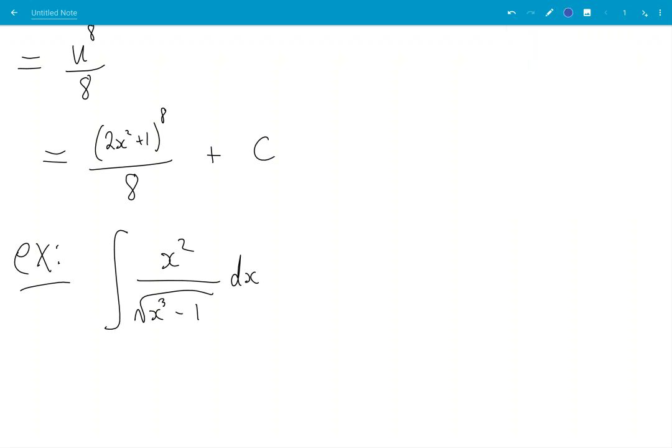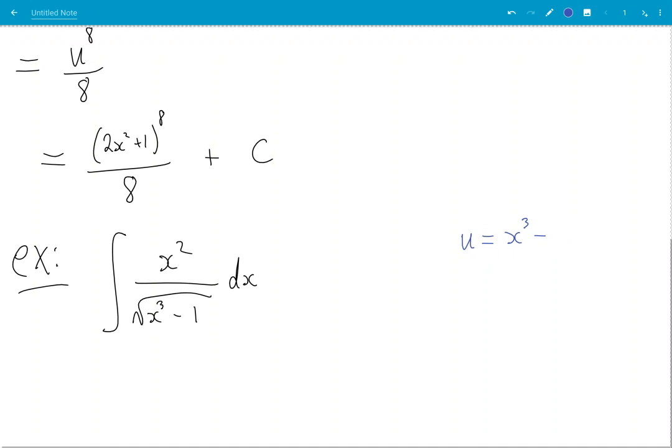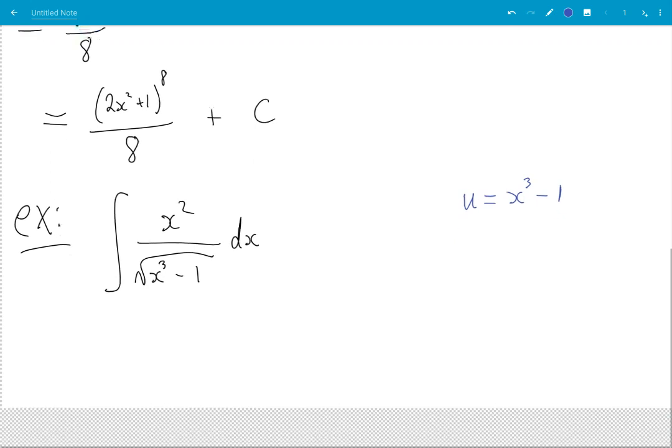Okay. My inside function is x cubed minus 1. Okay, in some sense, just x cubed is an inside function, but as a rule of thumb, you should be maximal in your choice of u. Okay, so choose the entire inside function. So x cubed minus 1 is inside this square root function.